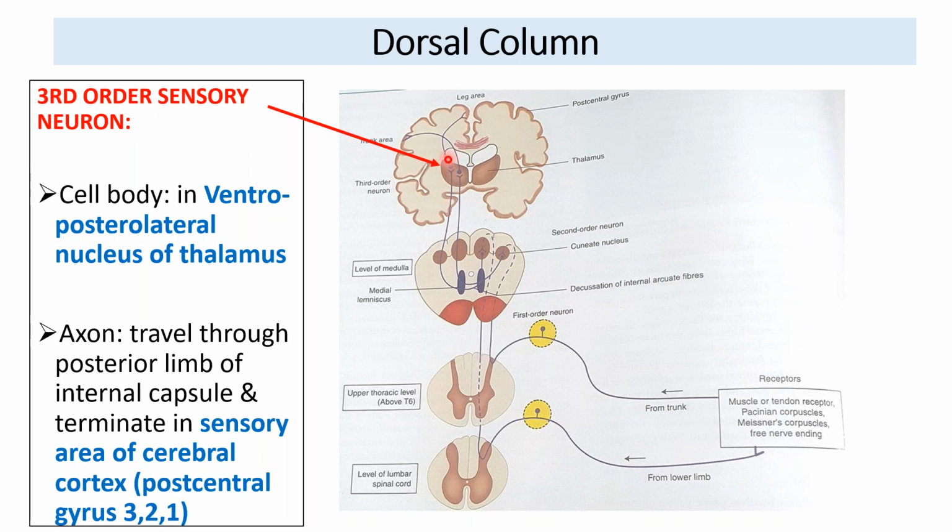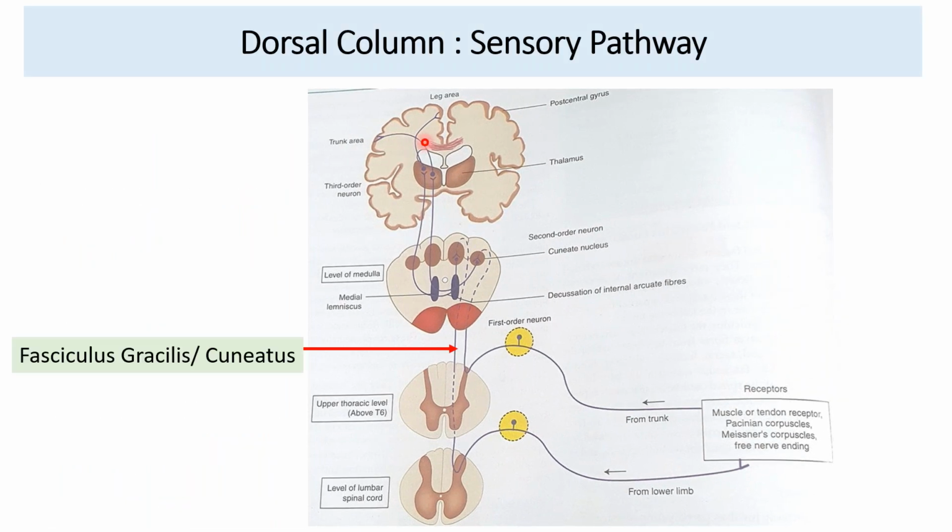Now see, the lower limb fibers which went anteriorly in the medial lemniscus, those anterior fibers project to the more medial aspect of the somatosensory area. And the cervical or upper body fibers, their somatotopic representation in the sensory cortex is more on the lateral aspect. Their axons travel through a very important structure called the internal capsule, the posterior limb of internal capsule, and terminate in the sensory area of the cerebral cortex, which is the post-central gyrus, areas 3, 2, 1. So we are done with the sensory pathway.